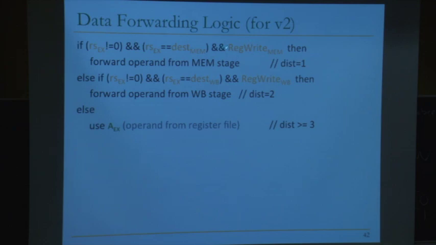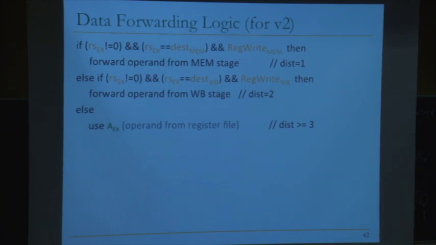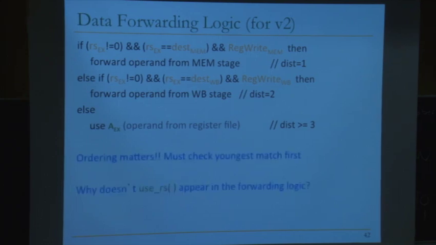Of course, you need to somehow determine these signals, right? Ordering matters. You must check the youngest match first. So you must check the memory stage. Is the memory stage producing a result for the execute stage before you check the write back stage? If you don't do the ordering right, then you'll get the wrong answer again.